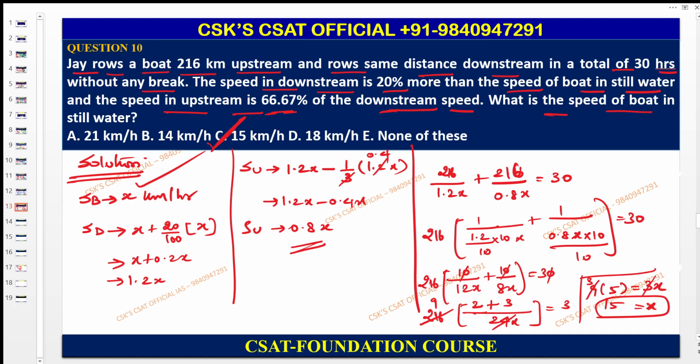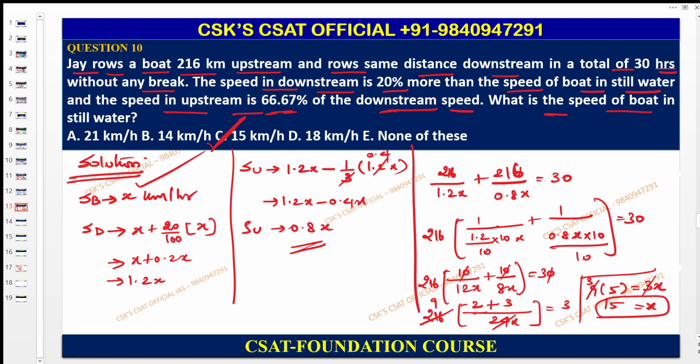Now you can take the LCM as 24x. So 24 you are taking as the LCM. 2 times here, 3 times here. Cancelling this, 9 times here. Then 9 into 5 is equal to 3x. I am just cross multiplying the denominator x towards the RHS. Now you can cancel 3 times here. So x becomes 3 into 5, which is 15.